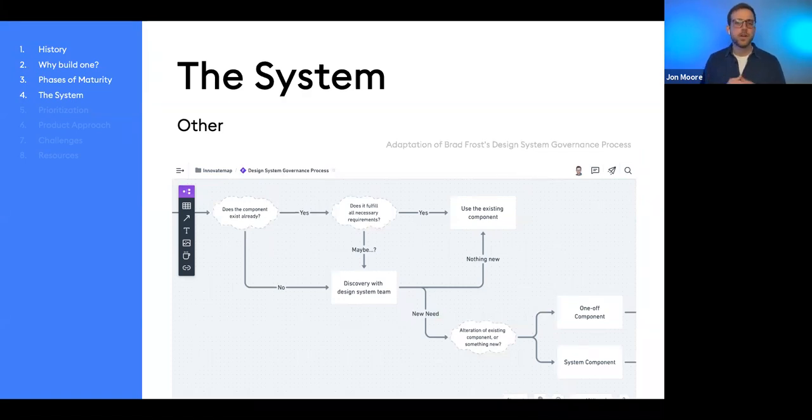The one thing that I wanted to show from an example in this sort of other category that isn't design related is a workflow. So what we're looking at here is an adaptation of Brad Frost's design system governance process. And I sort of adapted this for this presentation and put it inside of Whimsical, which is a wonderful tool. And what this is showing is how can we actually get new pieces into the system and what is sort of the process of getting those built out. When is it necessary to create one-off components versus adding something that may be truly systematized?